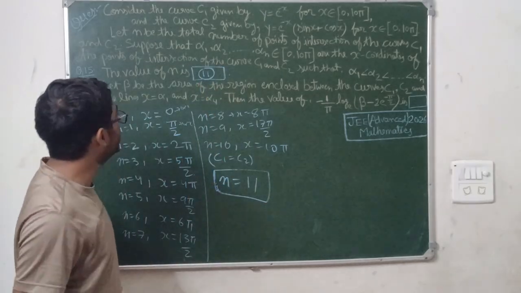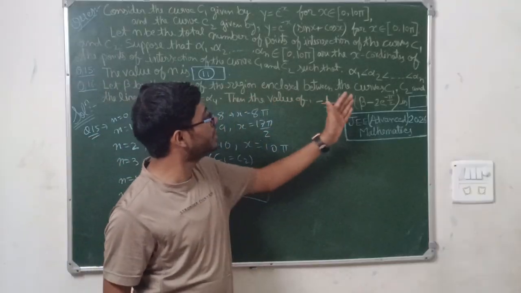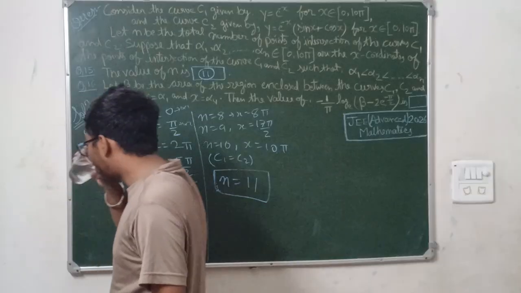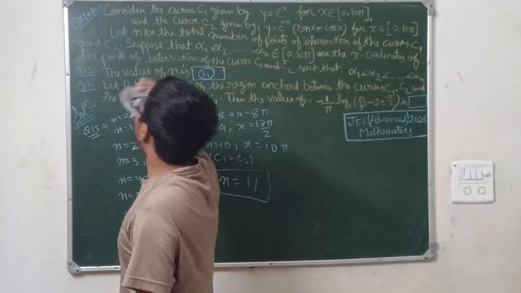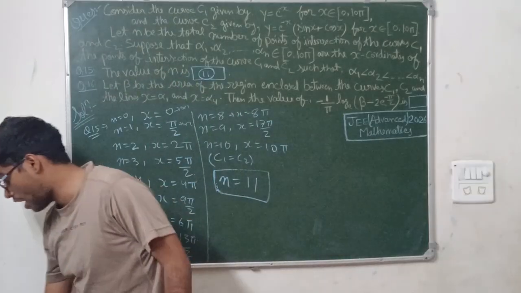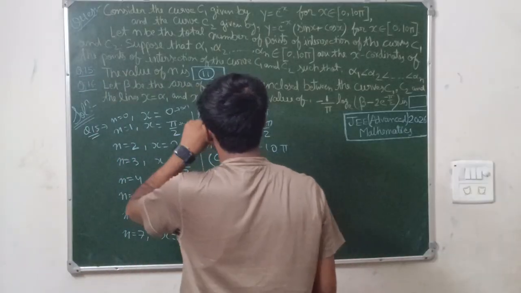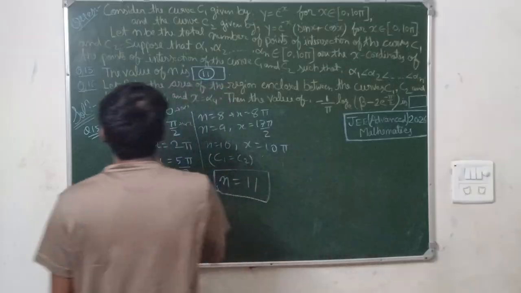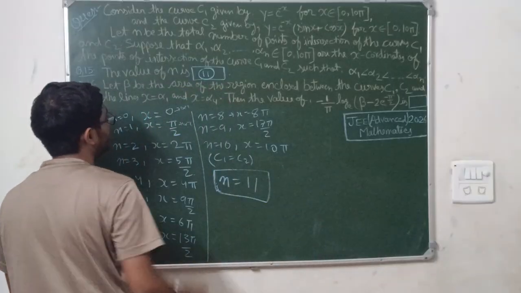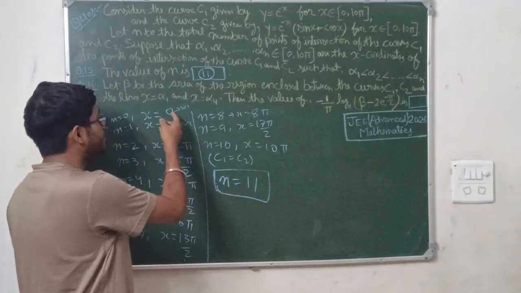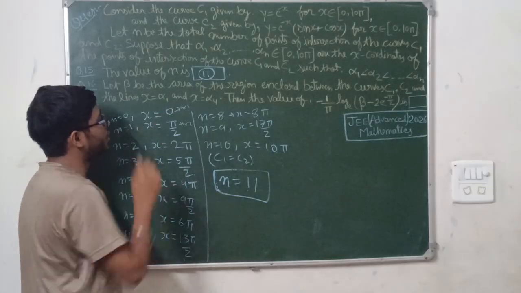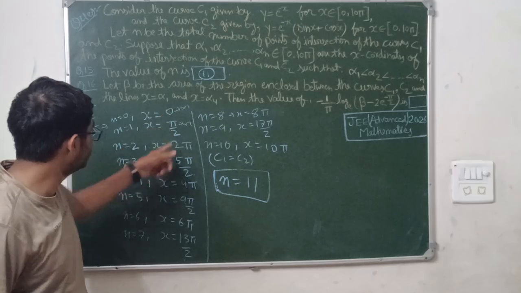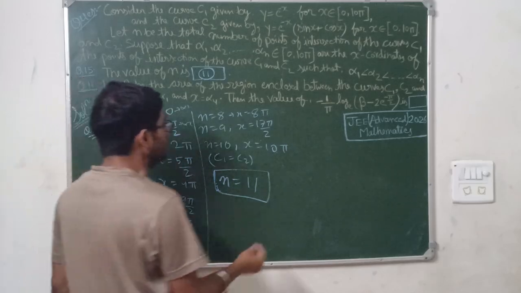Now for the second part, let beta be the area of the region enclosed between the curves C1 and C2 and the lines x is equal to alpha 1 and alpha 4. Here, what is alpha 1? Alpha 1 is 0, and x is equal to alpha 4 means 1, 2, 3, 4, 5 pi by 2.